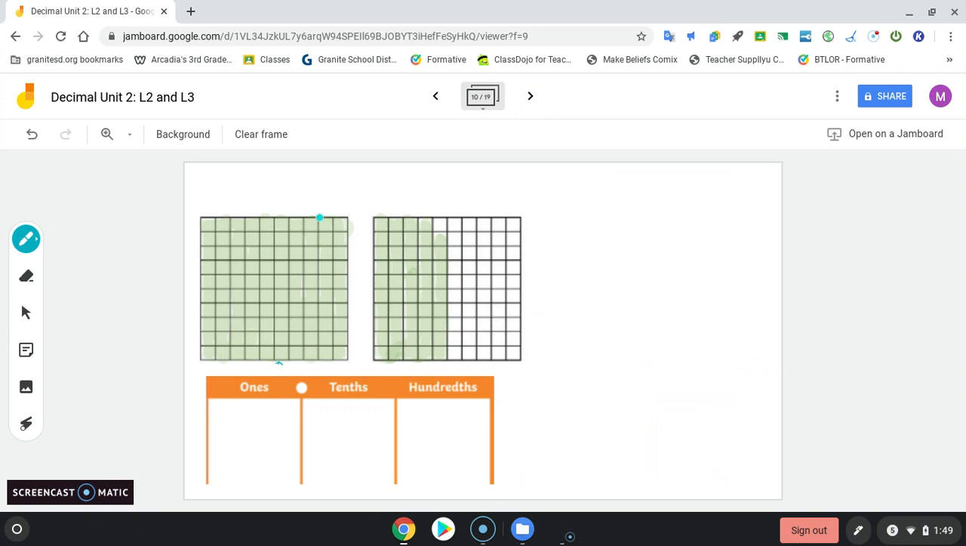Okay, looks like we have one whole shaded. Then your decimal point, because then we're going to talk about things that are less than a whole. Count your tenths up. 1, 2, 3, 4. And then it looks like I have 9 hundredths here. Okay, so 1.49 when you type it out.